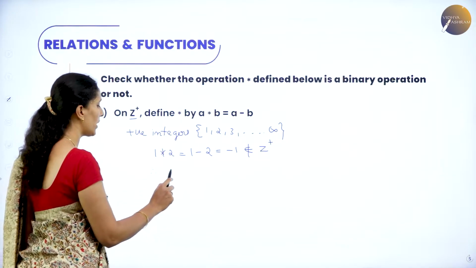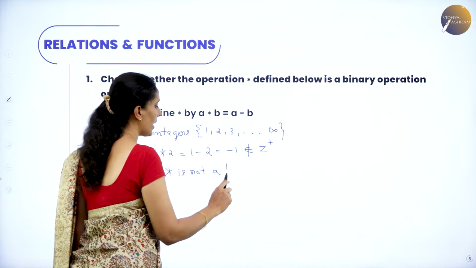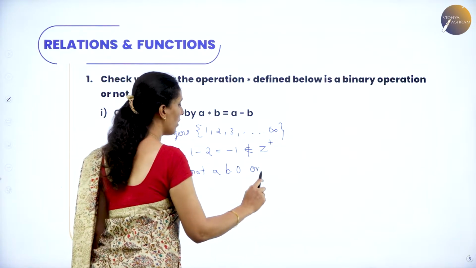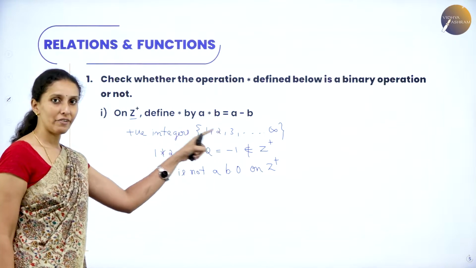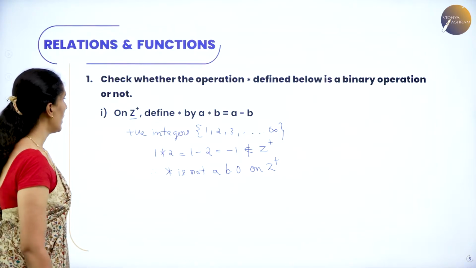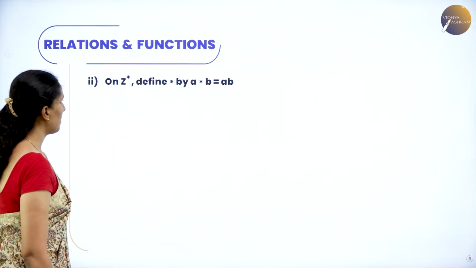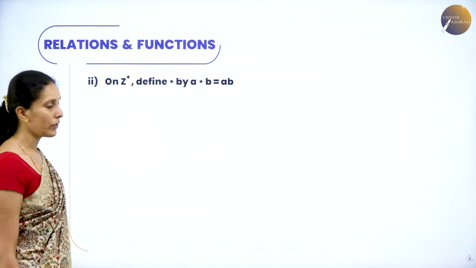So therefore what we can say, star is not a binary operation on Z plus. So based on the domain and the operation given, we have to verify whether it is a binary operation or not. Next one, on Z plus, define star by a star b is equal to ab.